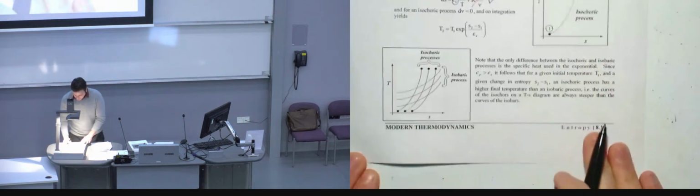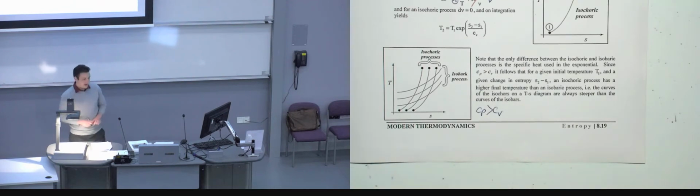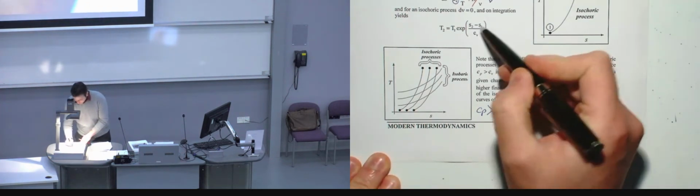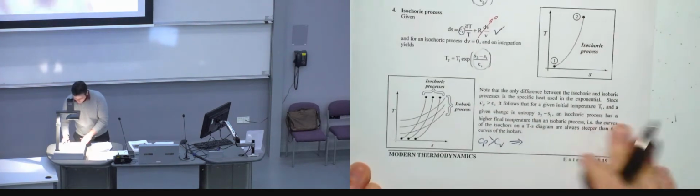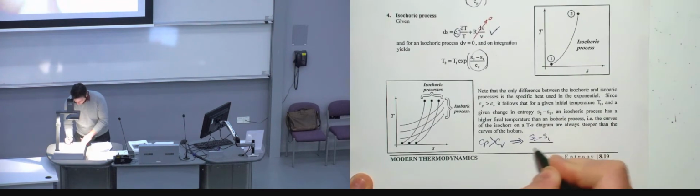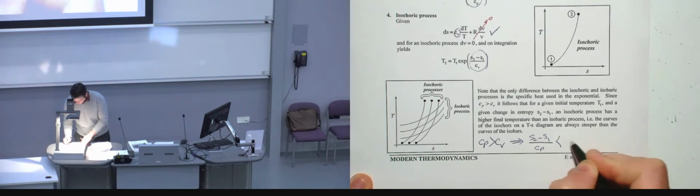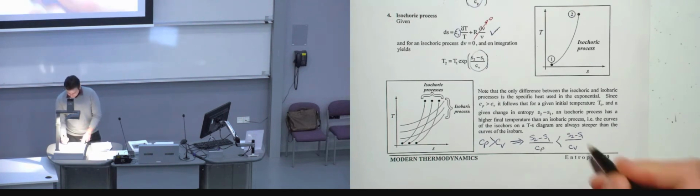It's explained here, but essentially what we know is that Cp is always bigger than Cv in terms of the actual magnitude when it comes to perfect gases. Then that suggests that if you look at this part and this part of these two equations, then that means that S2 minus S1 over Cp is going to be less than S2 minus S1 over Cv, because the denominator is bigger in this one.